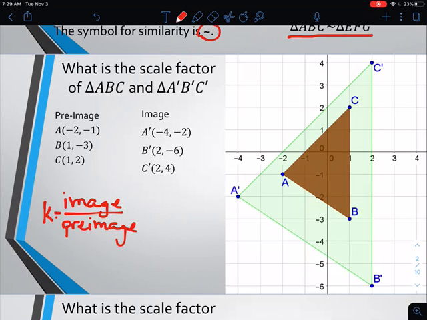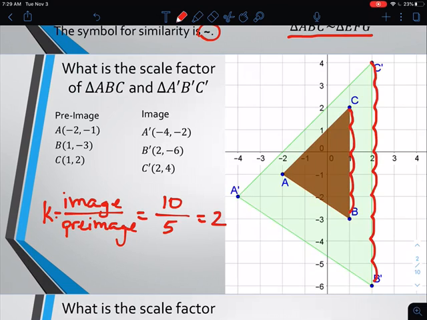So what I could do is notice that BC and B prime, C prime are vertical lines, which means I can count to find their length. So I can go 1, 2, 3, 4, 5, 6, 7, 8, 9, 10. And so that's my image length. So I put image on top. And then I can count down from BC, which is 1, 2, 3, 4, 5. And so we have 10 over 5, which would be a scale factor of 2. That makes sense because in our discussion from the last section, A prime, B prime, C prime was bigger, which means we had an enlargement, and so my scale factor should be larger than 1.